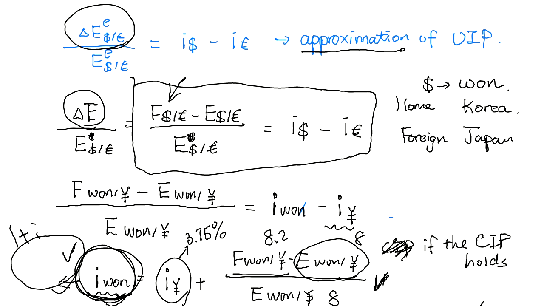I'm sorry, I really don't understand how we're putting in the numbers. Okay, hold on. So the goal for me is to calculate the return on the Korean won, right? And I have the information of the return on the Japanese yen, and the forward exchange rate and spot exchange rate between those two currencies. So all the information I already have.